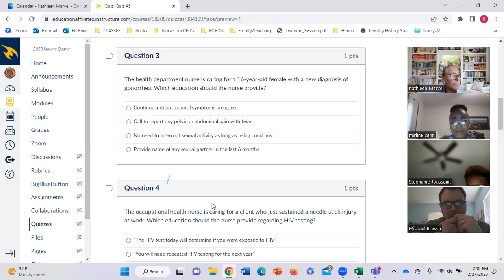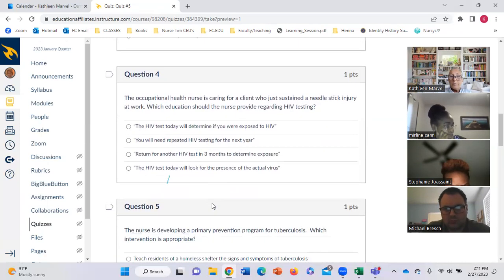You need to call to report this pain because with gonorrhea, if you're not treated with antibiotics early, you can end up not having any babies or have difficulty getting pregnant. So you have to report if you have any symptoms of that. Exactly. That's okay. Does everybody understand why B is the right answer? So she has a diagnosis. We don't know that she started on antibiotics. They haven't said that yet. So we have to make sure that we educate her on reporting any kind of pelvic or abdominal pain or any kind of fever. She's got a bacterial infection. If they put her on antibiotics, we have to make sure they're working.